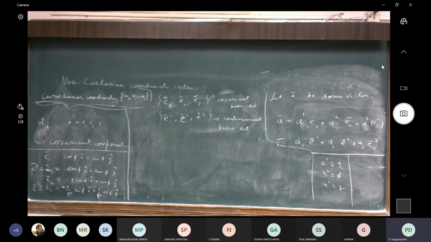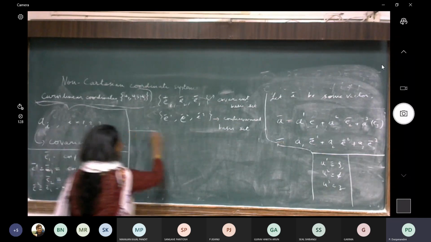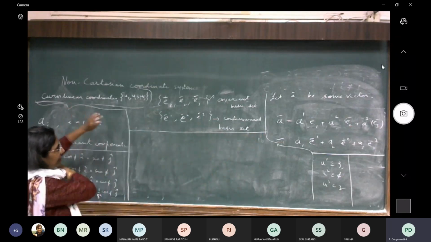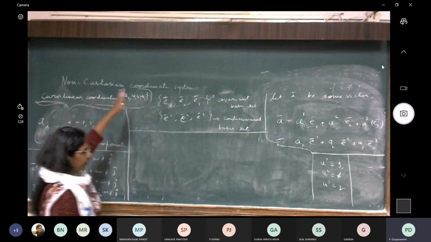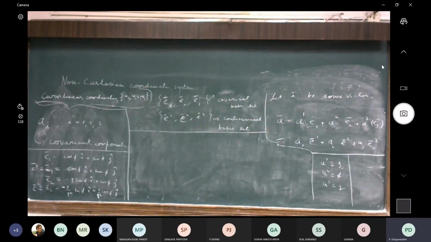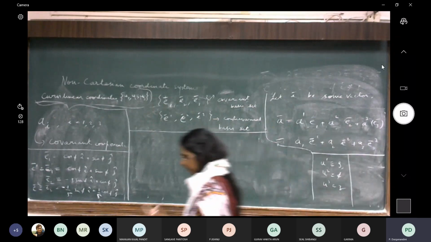Now we also saw that, basically, what we are looking at is how to define this. I'm given a coordinate system, I'm using curvilinear coordinates to describe it, and then I'm looking at how a displacement vector can be described in that curvilinear coordinate system.